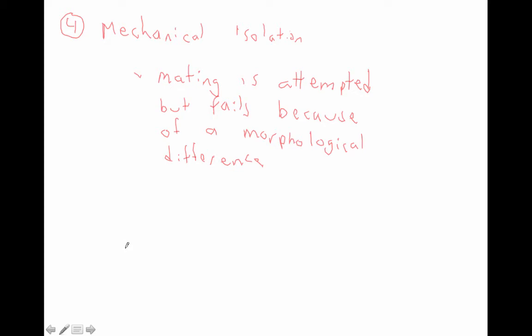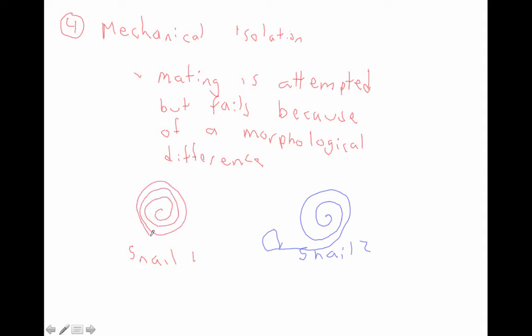So let's just draw snail 1 here. And we'll draw snail 2 here. What happens is, I'll draw snail 2 first. Its whorls go in a clockwise direction. And we'll draw the snail here. That's a great looking snail. Its whorls go in the opposite direction. They go in a counterclockwise direction.